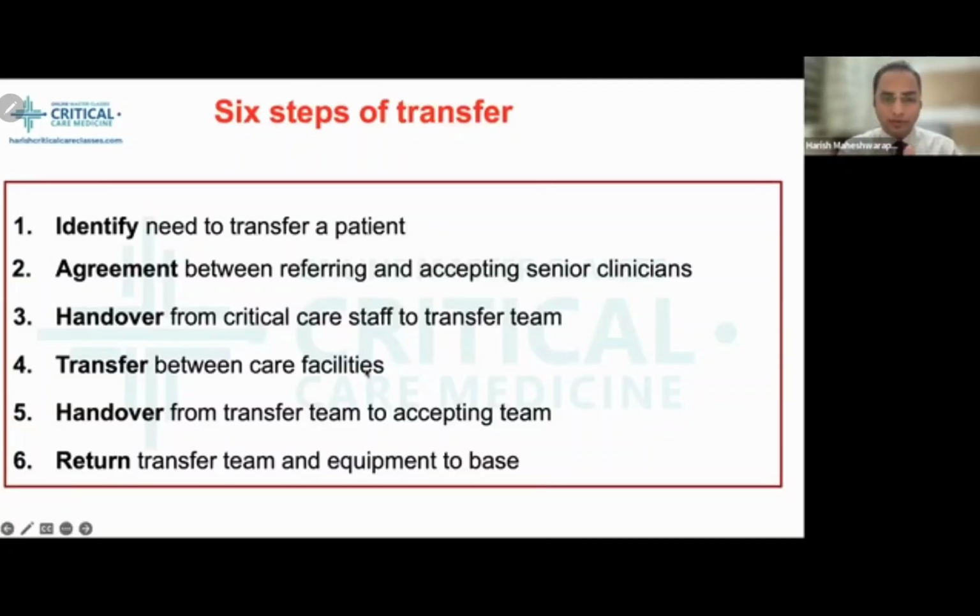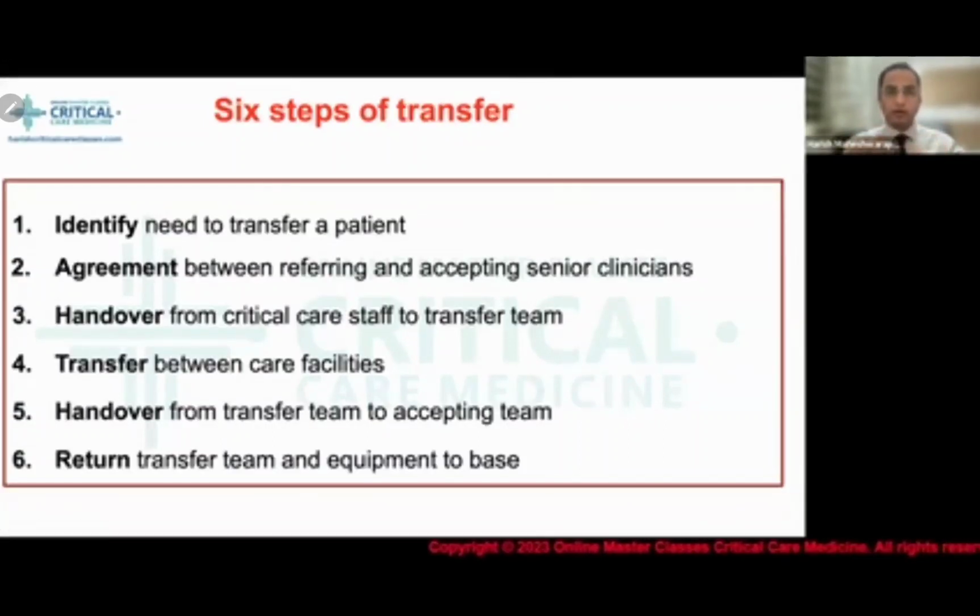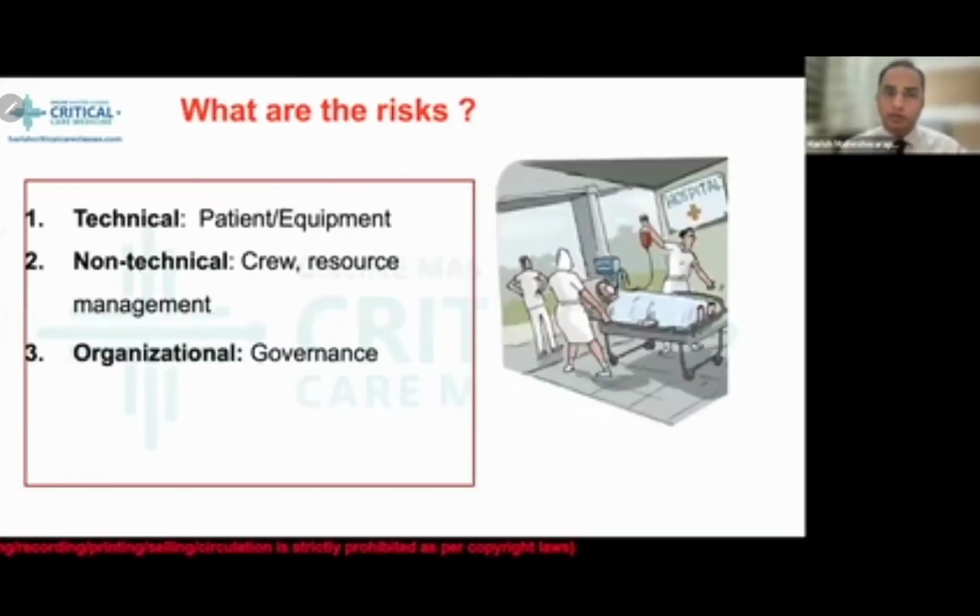Transfer between care facilities, that is the exact process of transfer. Handover from transfer team to accepting team, again, is very, very important. Then return of the transfer team and equipment to the base, meaning we started from hospital A, moved to hospital B, and come back to hospital A, with equipment handover to the base hospital. So these are the 6 steps involved in the overall process of the transfer.